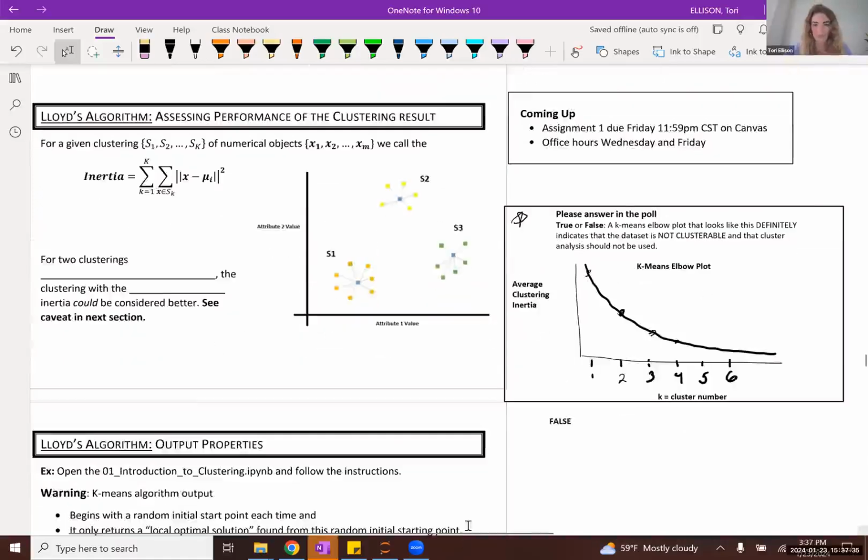But the bullet point is, again, when you see a k-means elbow plot with no strong elbow, either it means that the data set is not clusterable, or it is clusterable, but k-means is not designed to be able to effectively identify this clustering structure. Okay. All right. Any questions on that?